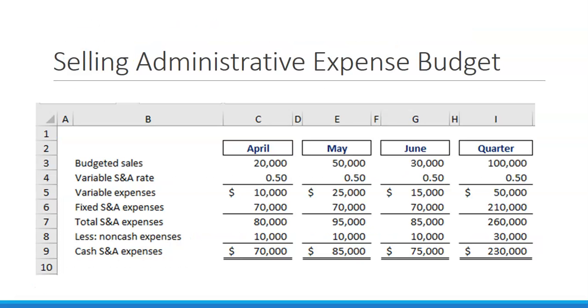So we take our budgeted sales. Again, we go back to that sales budget that we created at the very first budget, times our 50-cent per unit rate to get our variable expenses. We add our $70,000 a month of fixed expenses, and then we subtract the non-cash expenses to get the amount for cash outlays that ends up on our cash budget, which is next.